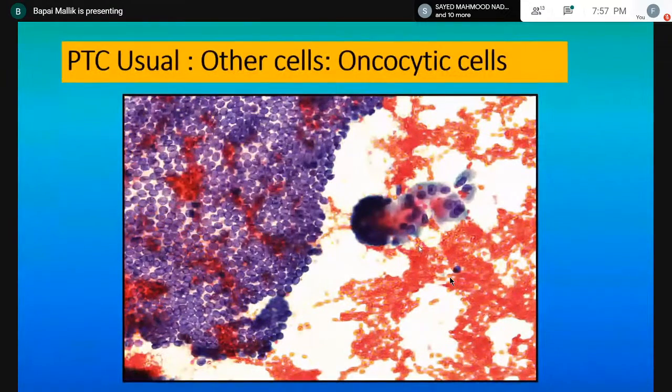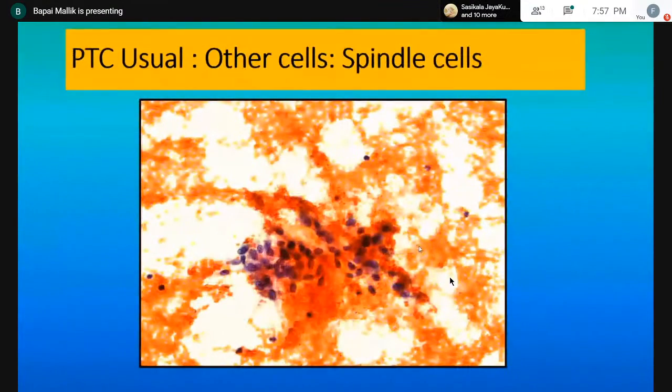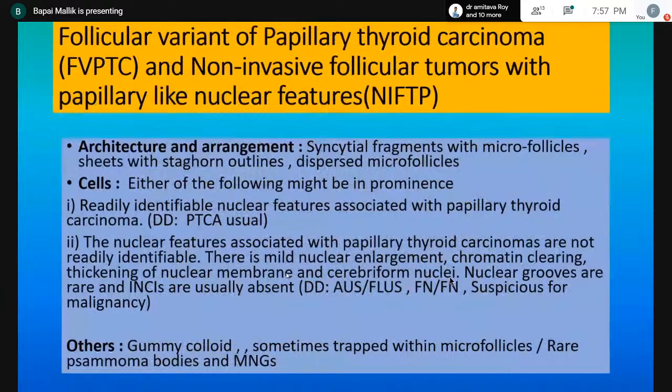So you can find some oncocytic cells with papillary thyroid carcinoma, and you can also find some spindly cells. This is not really the best of slides. There's a bit of a clot, but I couldn't get anything better than these, but I've definitely seen better spindly cells which occur in association with papillary thyroid carcinomas.